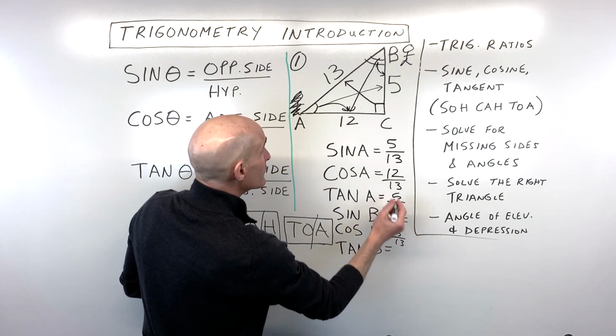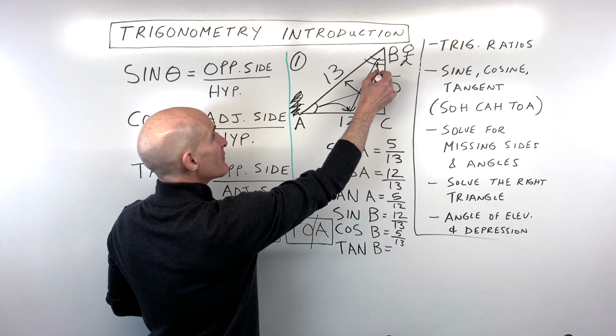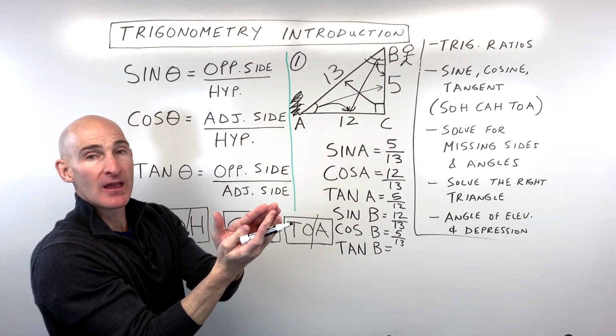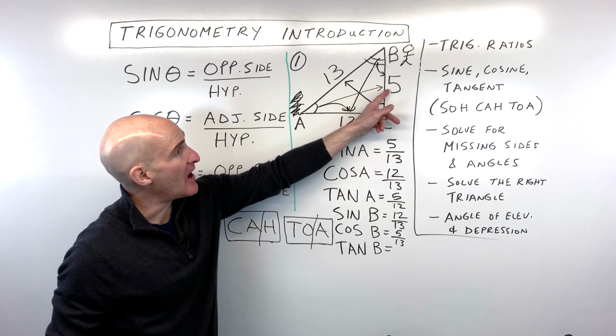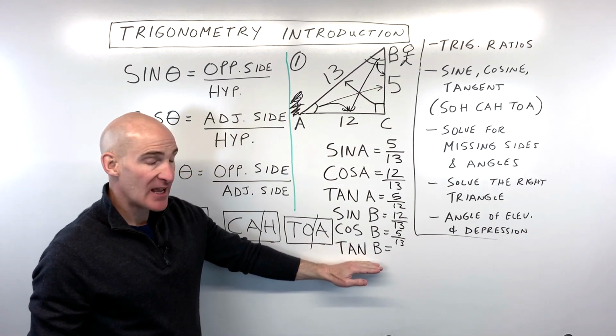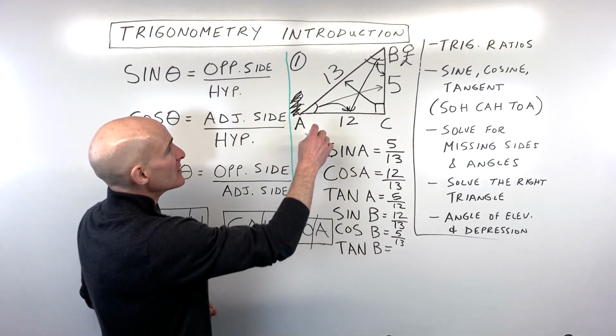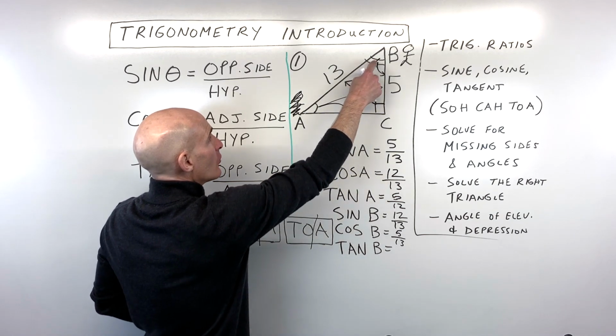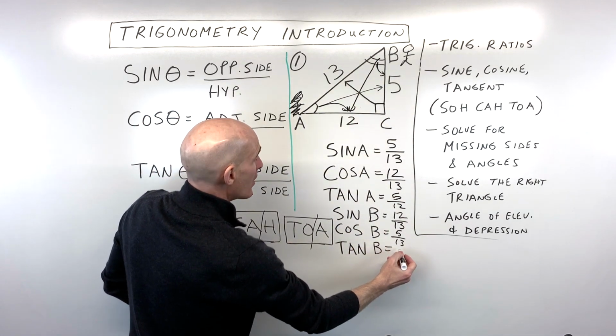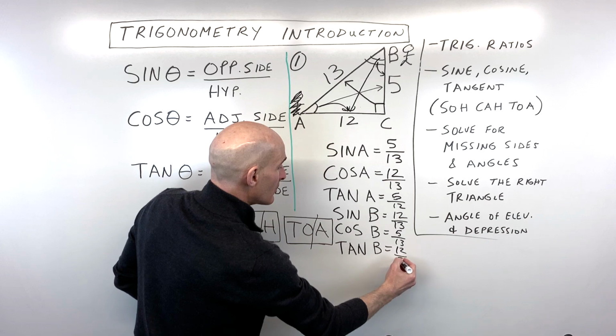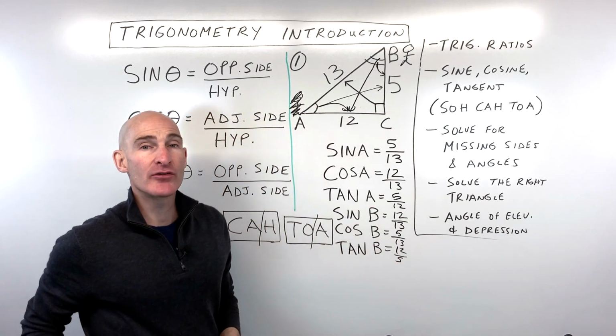Now again, don't get confused when you think of next to. See, 13 and 5 are both next to that angle, right? But we want the one that's not the hypotenuse, okay? And then the last one, the tangent of angle B, that's going to be opposite over adjacent. So that's going to be 12 over 5. And you got it. Let's take a look at another example.